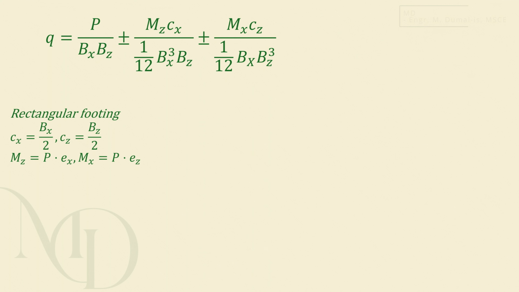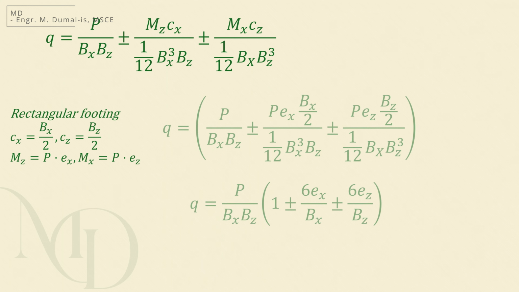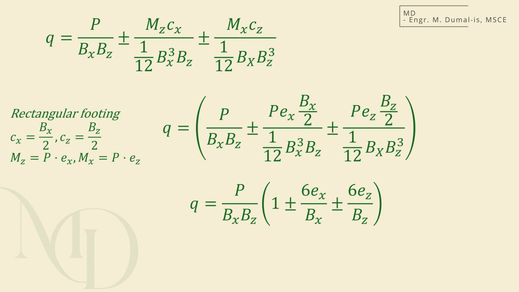Let's look into this in more detail. From our previous discussion, we know that the extreme stresses occur at the farthest edges of the slab. Since the origin is at the center of the footing, the values of Cx and Cz are simply 1/2 of bx and bz respectively. We can also represent the bending moments as the product of the axial force and the corresponding eccentricities. After substituting and simplifying, we can factor out common terms such as the axial force and slab dimensions on both axes. This gives us another form of the generalized stress equation, now expressed in terms of eccentricity.